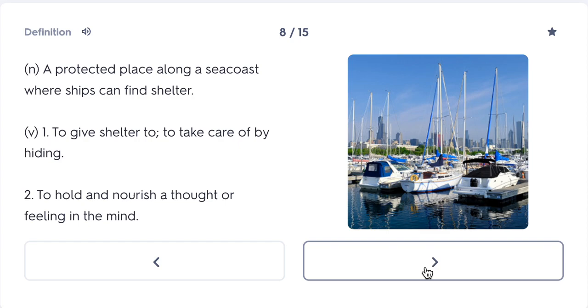Harboring from the cold, if you're bringing somebody inside of a building when it's cold out. But we normally hear it talking about ships.